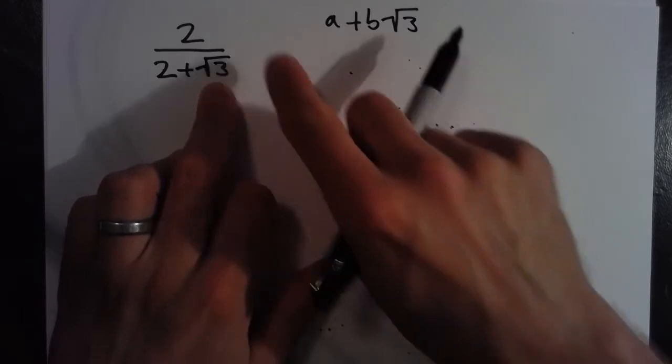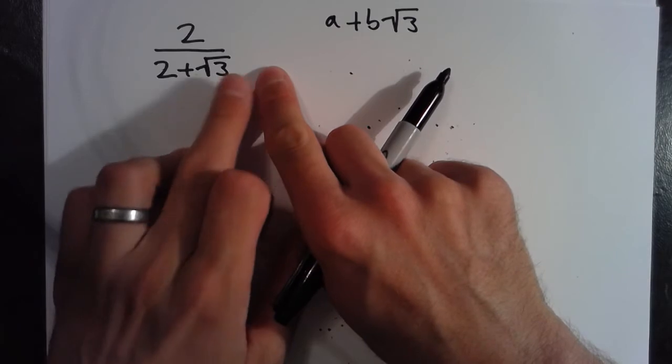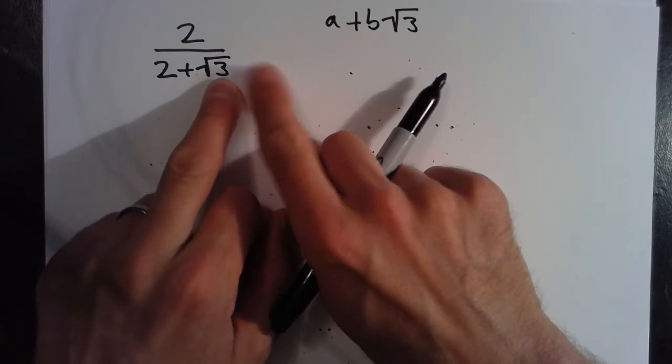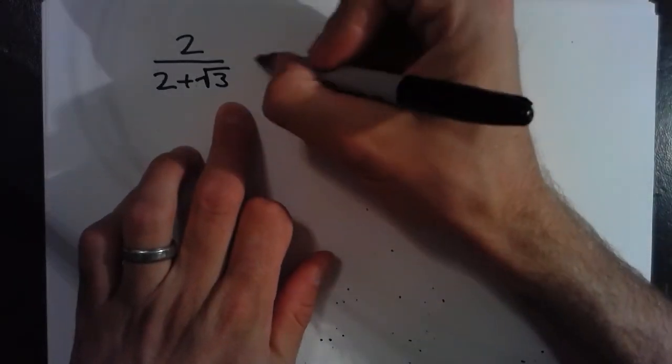But I can't just multiply both top and bottom by the square root of 3, because if I did that, I'd have square root of 3 multiplied by the square root of 3, brilliant. You know, let's just do it. Let's just show you why it's a load of nonsense.